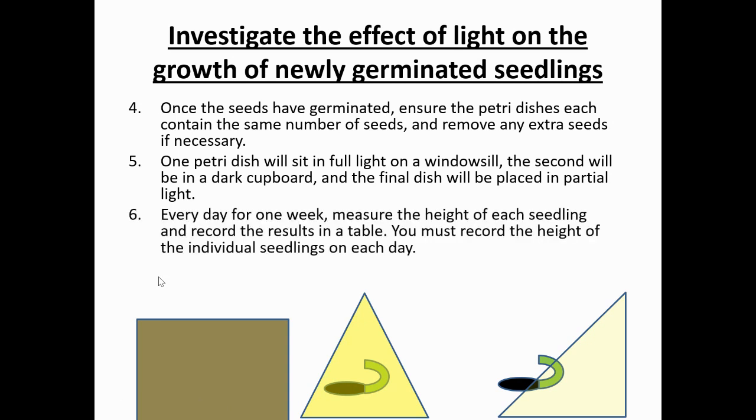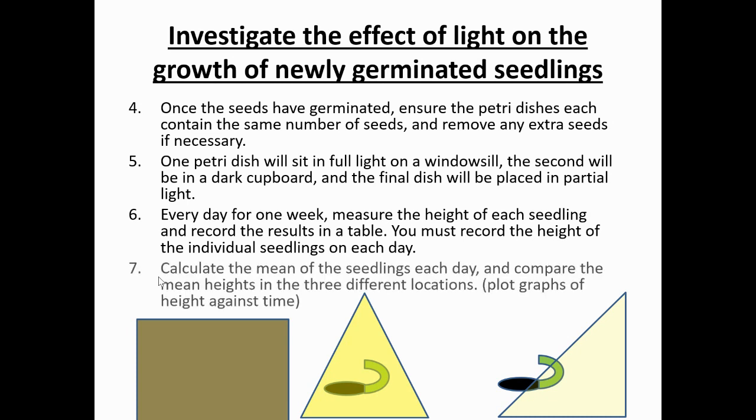Every day for 1 week, measure the height of each seedling and record the results in a table. You must record the height of the individual seedlings on each day. So literally going around and measuring the height that the seedlings grow. Finally, calculate the mean of the seedlings each day and compare the mean heights of the 3 different locations. And then plot the graphs of height against time, and you may compare the growth of the three batches of seedlings.